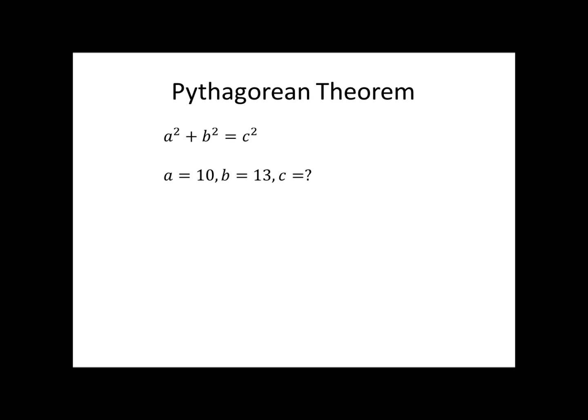Now, in a triangle where we know the two legs are 10 and 13, we can use the Pythagorean Theorem to find the hypotenuse. So we'll use c equals the square root of 10 squared plus 13 squared to figure out what the length of the hypotenuse is. And we find out that it's the square root of 269. Now, that square root doesn't get any easier, so we'll just leave it like that.